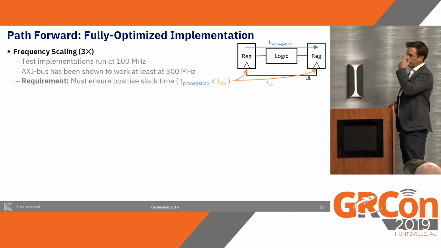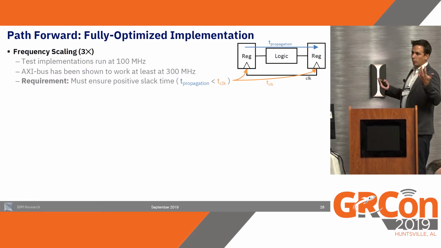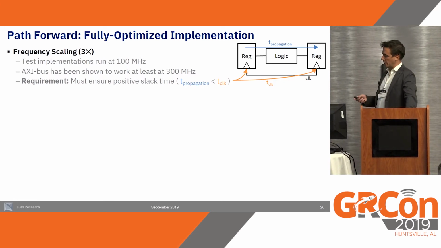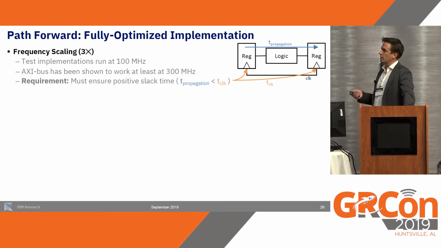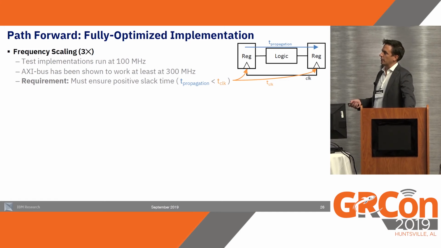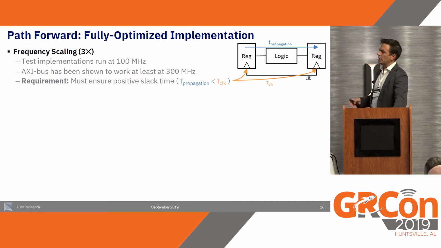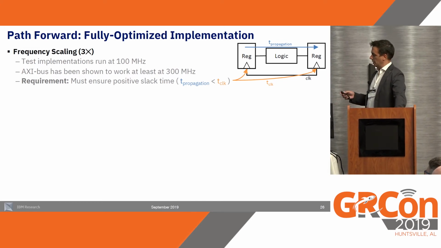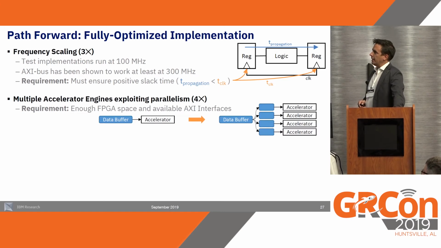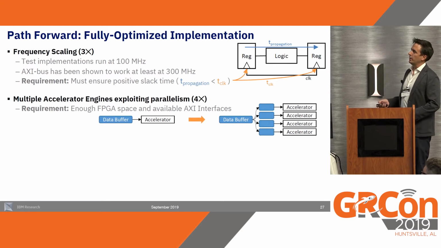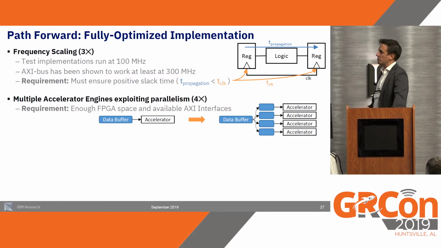How do we do that? In terms of frequency scaling, it's easy. We crank up the frequency from, in this case, 100 to 300 megahertz, but we have to be very careful. We have to take into account that, for example, the AXI interfaces in the FPGA platform are stable at that frequency, something that we believe happens. Then having multiple copies of the accelerator is easy, but we need enough FPGA real estate, and we need enough available AXI interfaces. So we need a larger FPGA for that.